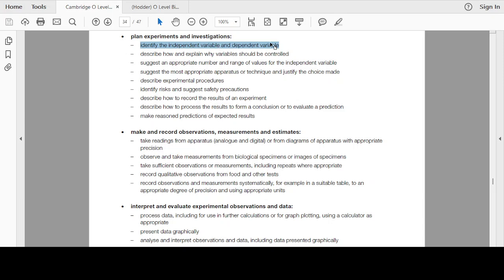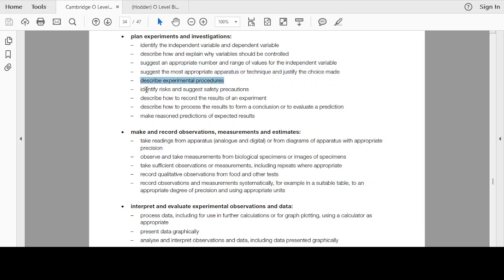So, what are independent and dependent variables? We will talk about that. Describe how and explain why variables should be controlled in experiments. Suggest an appropriate number and range of values for the independent variable. Suggest the most appropriate apparatus or technique and justify the choice made.